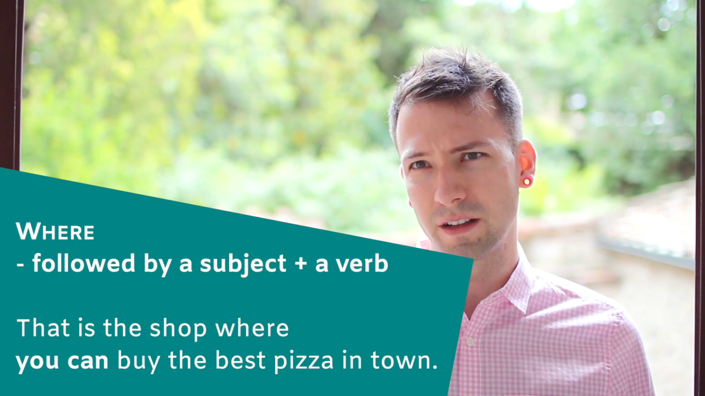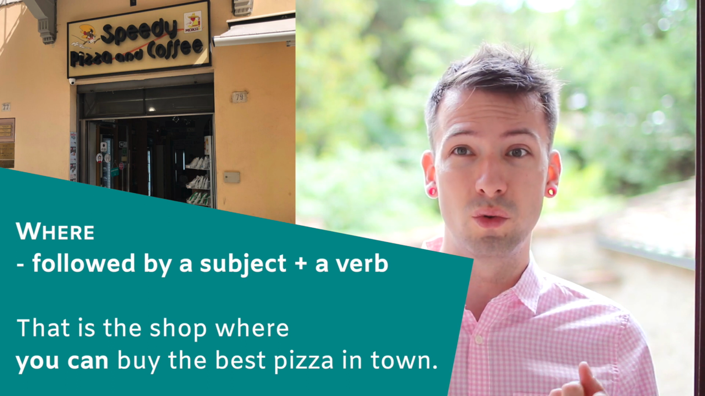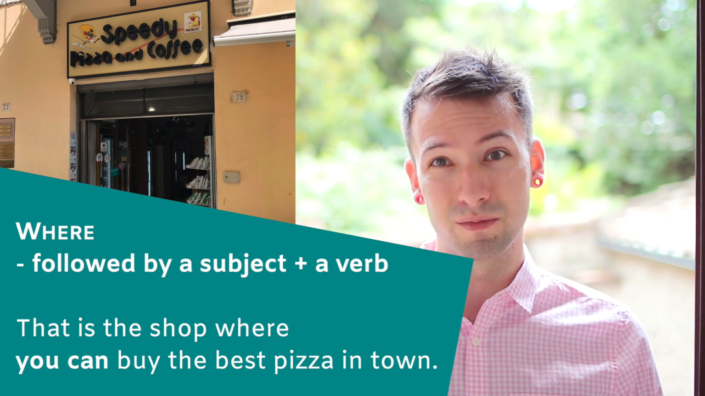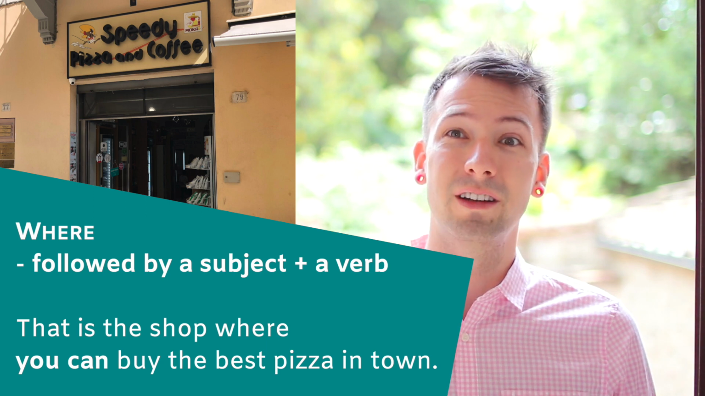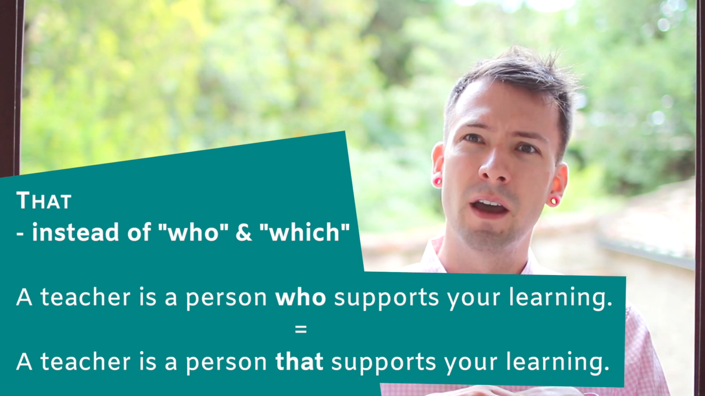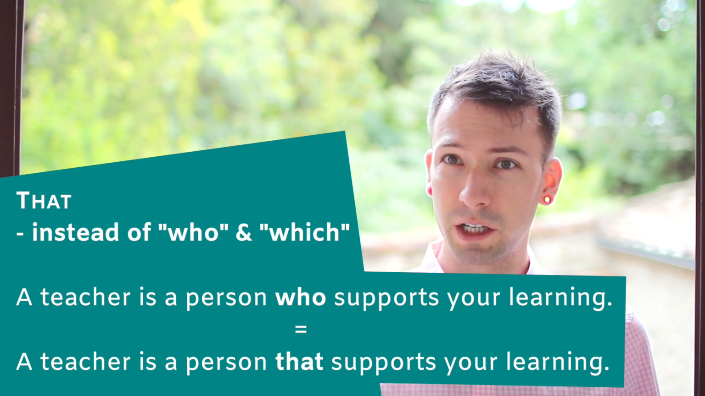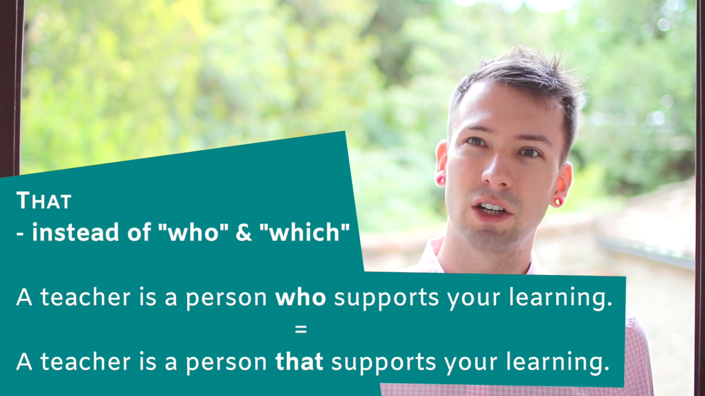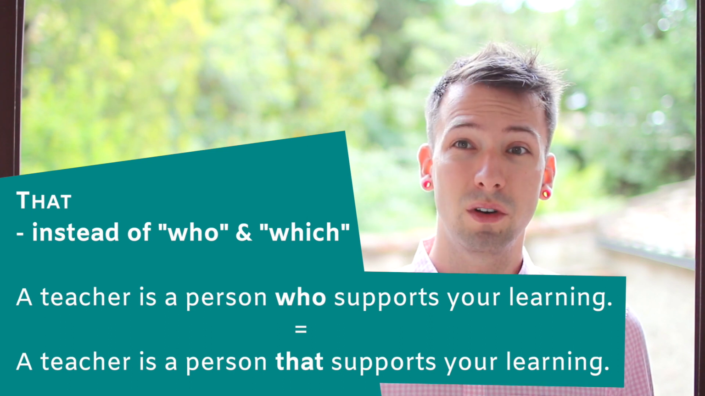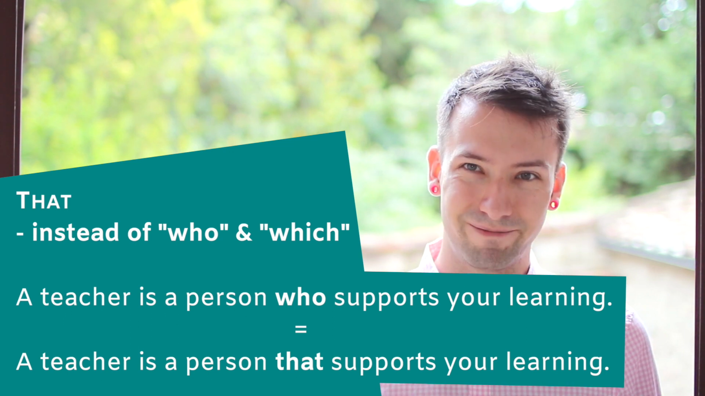Where, however, is always followed by a subject and a verb. For example, that's the shop where you can buy the best pizza in town. Where, subject, verb. And we can use that instead of who or which, and it means the same thing. For example, a teacher is a person who supports your learning. It's the same as a teacher is a person that supports your learning. But we cannot replace where with that.